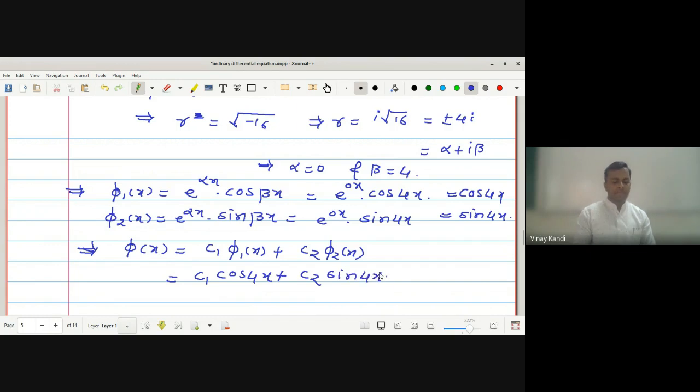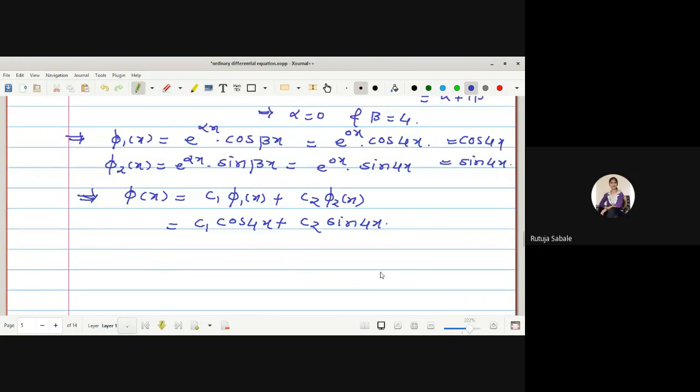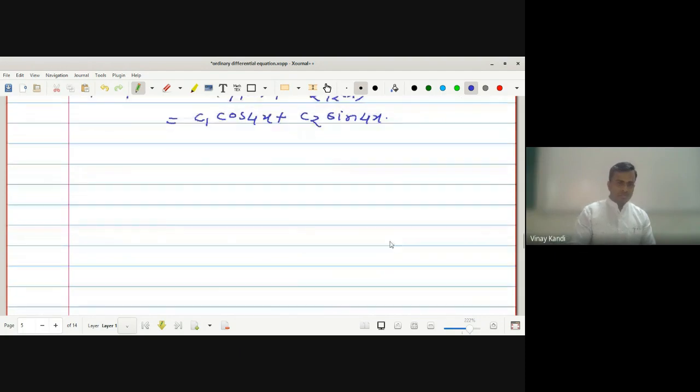Okay, any doubt? No, sir. Okay. Now solve this one. Y double dash plus 2i y dash plus y is equal to 0. Okay, how will you find the roots of this? r is equal to minus b plus or minus under root b square minus 4ac upon 2a. Find it according to this. Okay. Now tell me directly r.